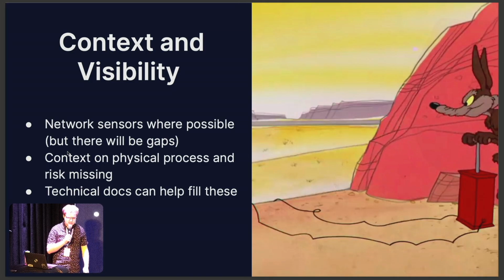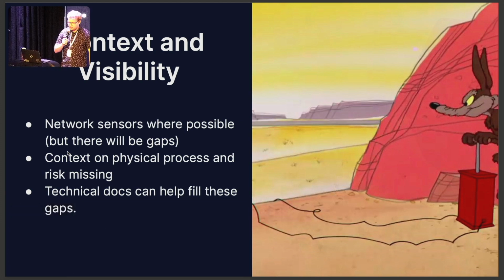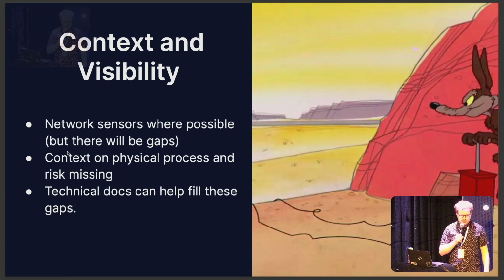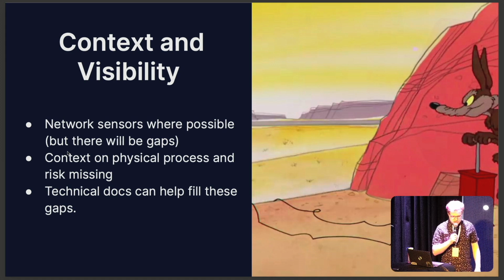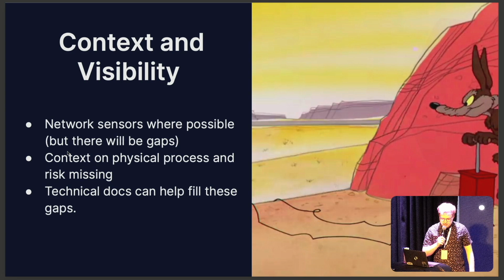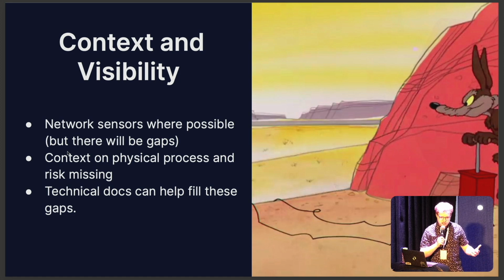Particularly what we were looking at was context and visibility for risk assessment and for incident response. In a lot of these networks, they were built 20, 30, 40 years ago. So maybe you have some network sensors that can see your standard IT things in the network, but there are going to be gaps there. And if you're an incident responder and you see an alert come in on an IP address, maybe you see that it's critical, but you don't really know why. It's fairly opaque.